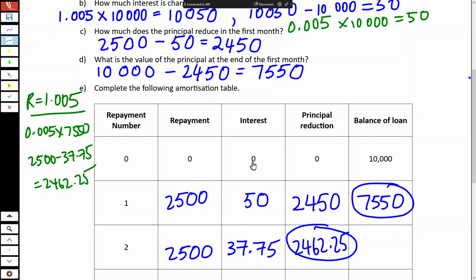Okay, and what did you put into the calculator? 7,550. Right. You're really 7,000. Yeah, you got it.